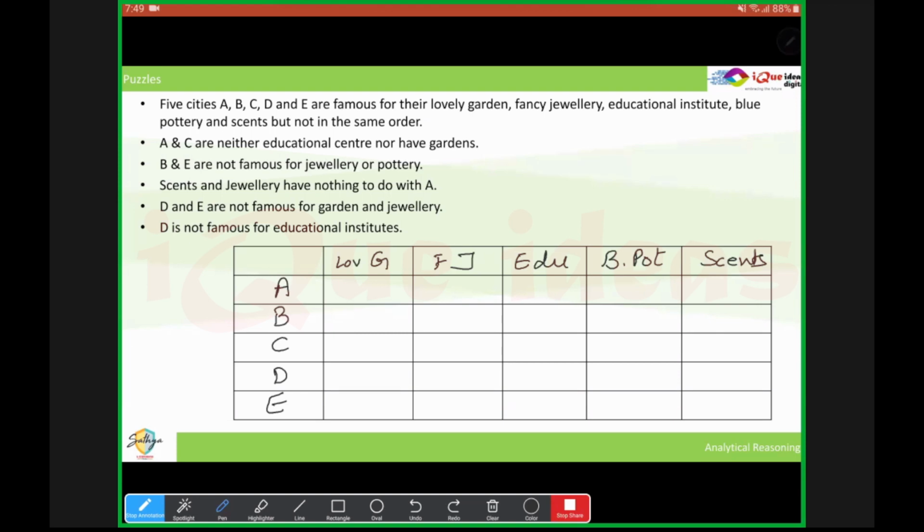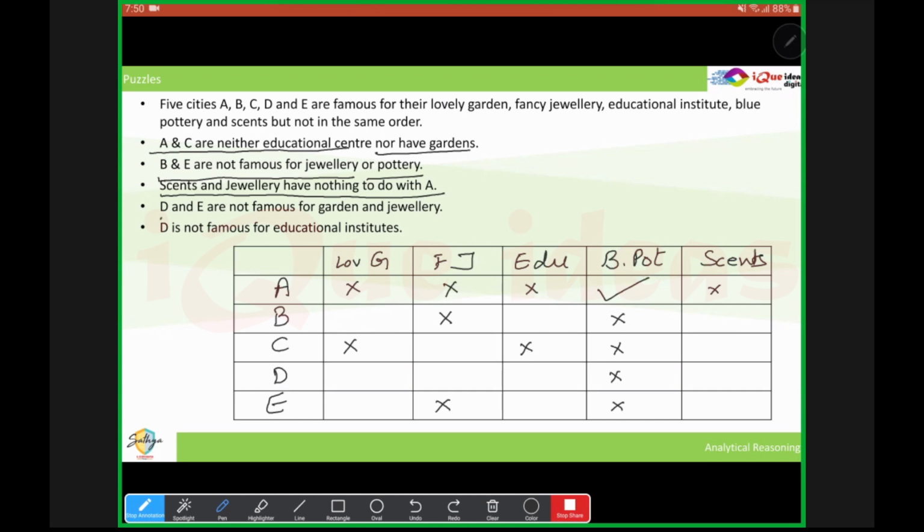First data, A and C are neither educational institutions, so cross out educational for A and C. Nor do they have gardens. B and E are not famous for jewelry or pottery. Scents and jewelry have nothing to do with A. So now even before I continue, I can already see that for A, the only thing left is blue pottery. So the row and column I eliminate.